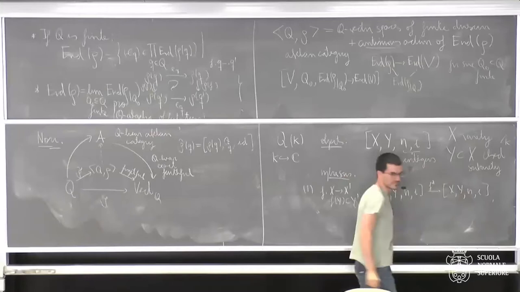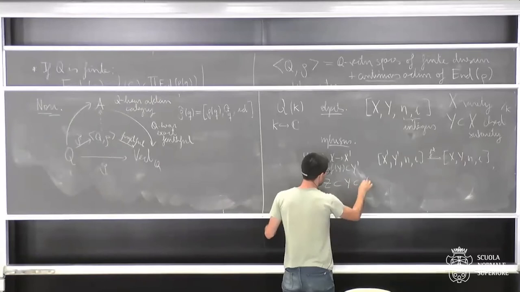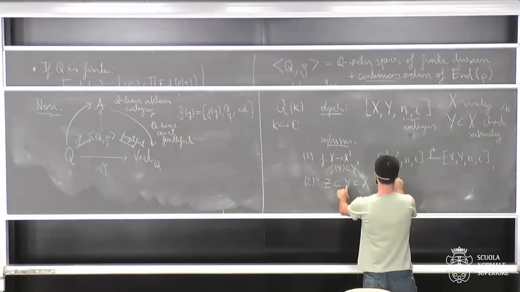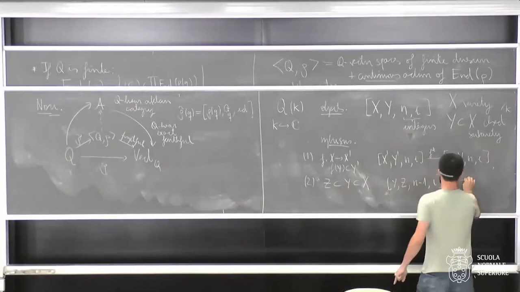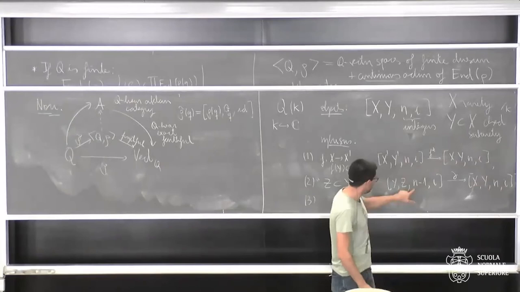Okay, so this is one type of morphisms you put in the quiver. Second type, if you have Z inside Y inside X, then you have a boundary map. It goes from cohomology of Y relative to Z in degree n minus 1 to X, Y, and I. So you see here we are keeping n and I. Here we are moving the cohomological degree by a boundary morphism.